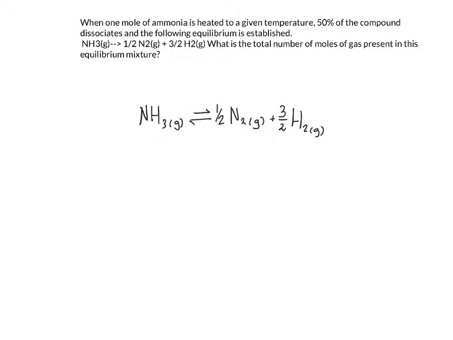This question is a simple ASKC equilibrium question, and you tackle it the same way as any other. First of all, you find out what you've got at the start, or initial, and then what you've got at equilibrium. Well, at the start we've got 1 mole of ammonia, and we've got none of the nitrogen or the hydrogen.